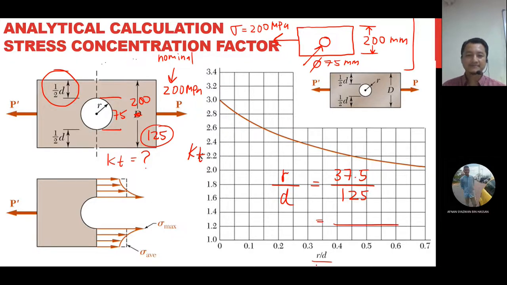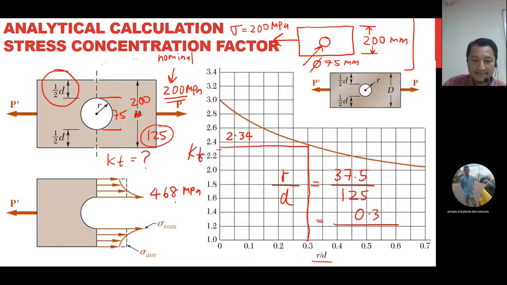Ini apa jawapannya? 0.3. So you are looking at here lah. So roughly, dia punya stress akan meningkat 2.34 maybe. Even though your nominal stress is 200, bila ada corner dia, kali 200 kali 2.34. Ini kan, maksimum ni kan? 468 megapascal.